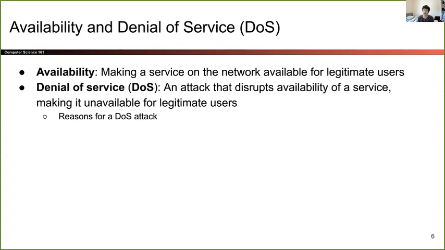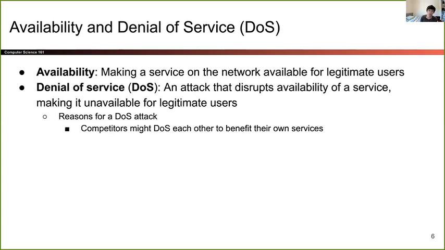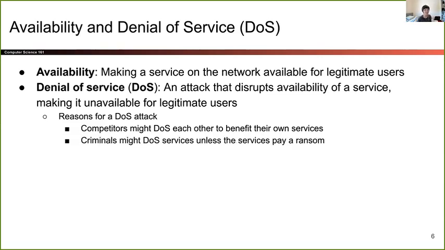There are plenty of reasons why one might execute a denial of service attack. Many of these are reasons that we talked about all the way back in lecture 1, but in short, competitors might DOS each other to benefit their own services. This is highly illegal, but it's happened in the past. Criminals might DOS services, and the motivation there is you receive a note one day as a website operator: pay us $10,000, or we're going to take down your site. For shopping websites that rely on being online in order to make money, they might actually be motivated to pay this ransom. So criminals can make money this way as well.